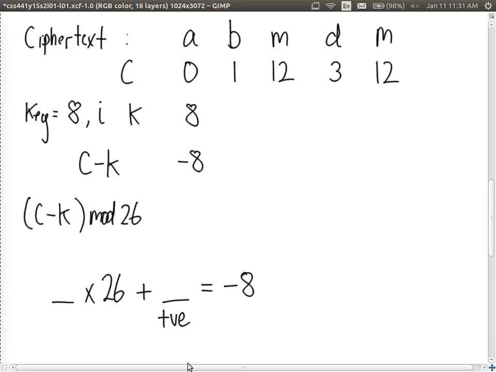18 for the second one, and the first value? -1. -1 times 26 is -26 plus 18 gives us -8. The point is, the answer is 18. -8 mod 26 is 18. It's the remainder when we divide by 26.